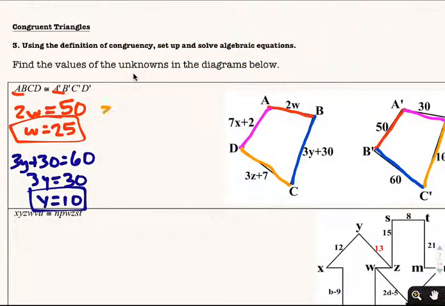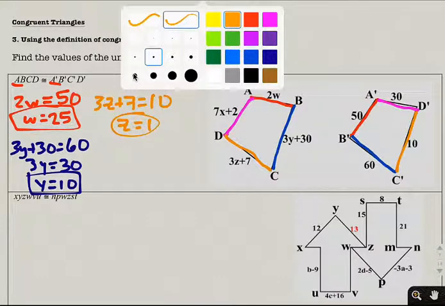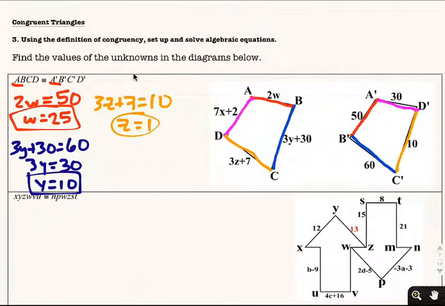We have 3z plus 7, which is congruent, which means equal, to D prime C prime on the right, which is 10. So we have 3z plus 7 equals 10, and that's going to make z equal to 1. Algebra. Pink. Okay, so we have 7x plus 2, which is congruent and therefore equal to A prime D prime, which is 30. So 7x plus 2 is equal to 30, and that's going to make x equal to 4.